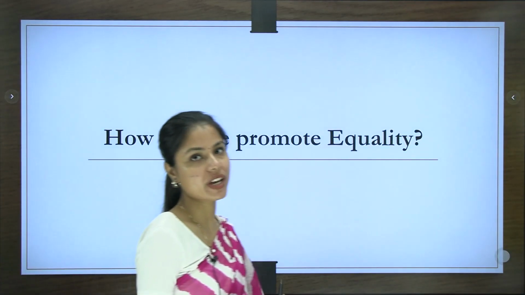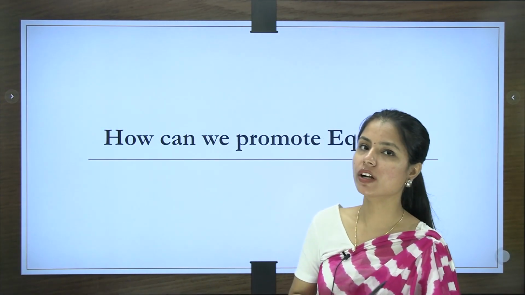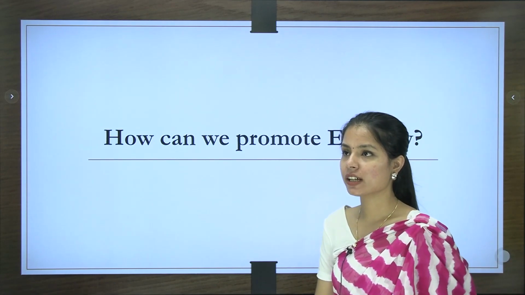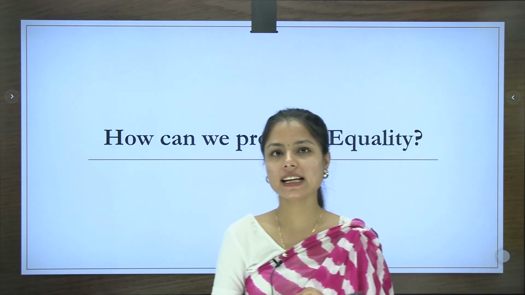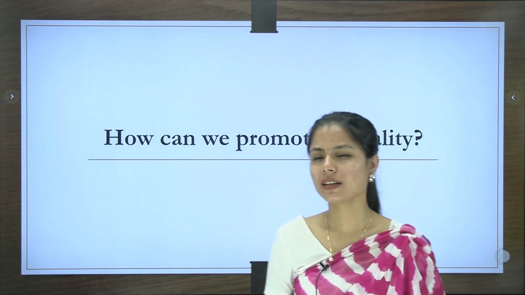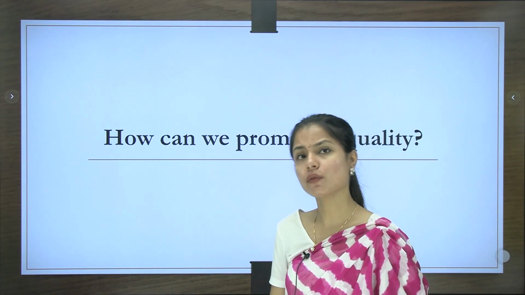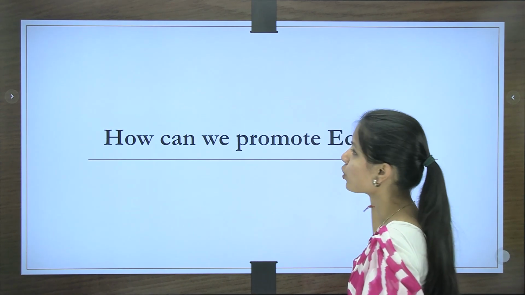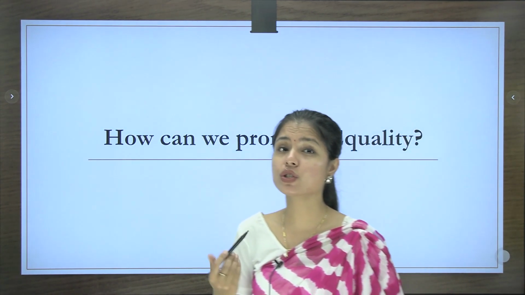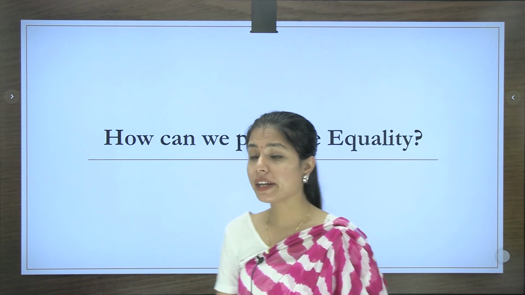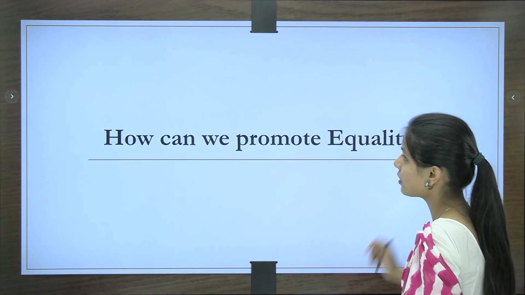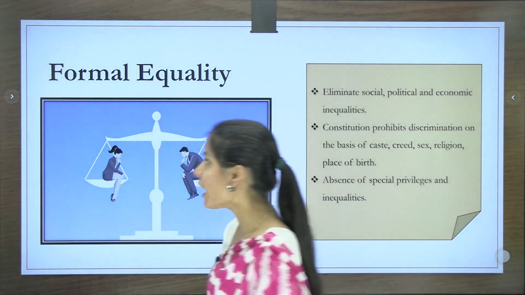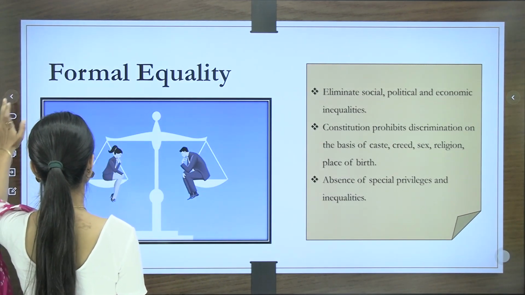Now here is the big question. How do we promote equality? हमने equality समझ ली, हमने equality की dimensions देख लिए, inequalities देख ली, कितनी तरीके की inequalities exist करती है वो भी समझ लिया. But here is the big question. How can we promote equality? What are the ways through which equality can be promoted? And here are some very important things to understand here. One way to ensure equality is formal equality.